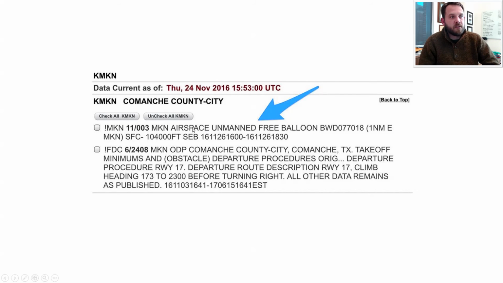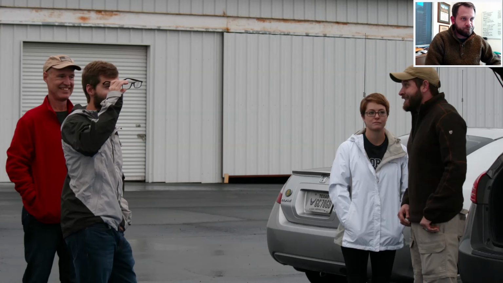Again, it's an airspace free balloon off the Brownwood 077 radial, 18 DME, etc. This is what we had to issue to get the FAA in the loop, and they appreciated that consideration. And I will always recommend, whether or not it is required based on applicability, I would always recommend doing it.